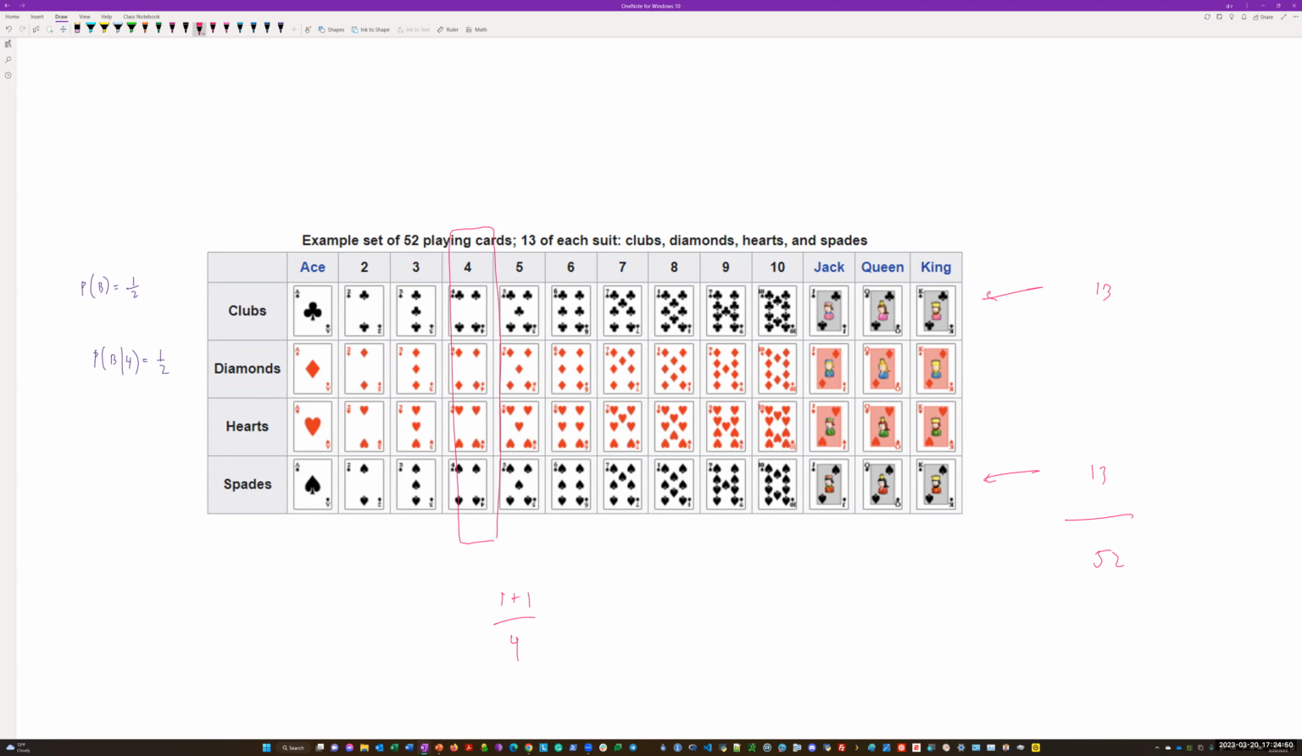Does that make sense? Because it turns out that these two things are independent from each other. The proportion of black things inside the group 4 and the proportion of black things overall is the same. Does that make sense? All right. But sometimes that's not true.